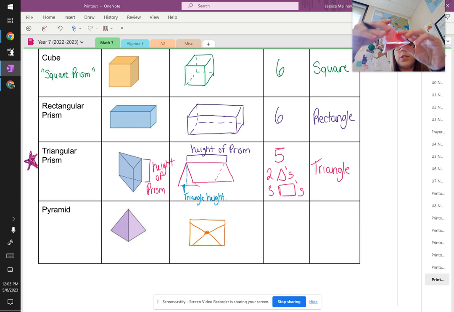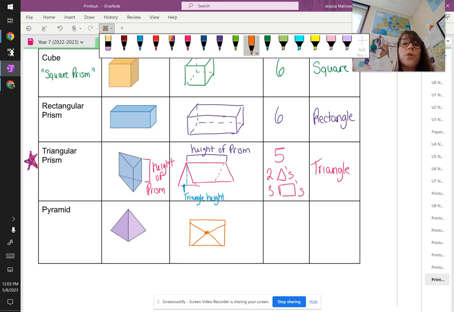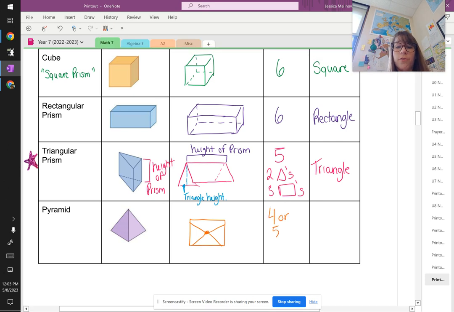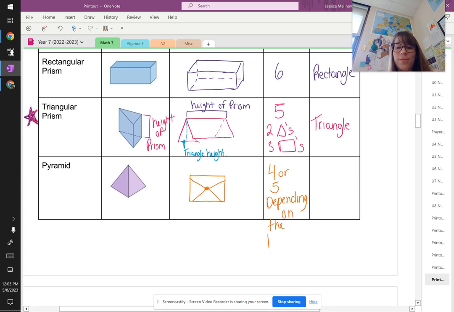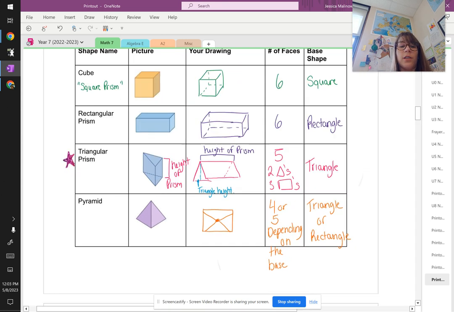You could also see a pyramid that looks like this one, which is a little different from the one on your paper because the base is different. This one has the base of a triangle, whereas the one on your paper has a base of a rectangle. So the number of faces could be different depending on the base shape. It either has 4 or 5, again, depending on the base. And that base shape can either be a triangle or rectangle, depending again on which kind of pyramid you're looking at.